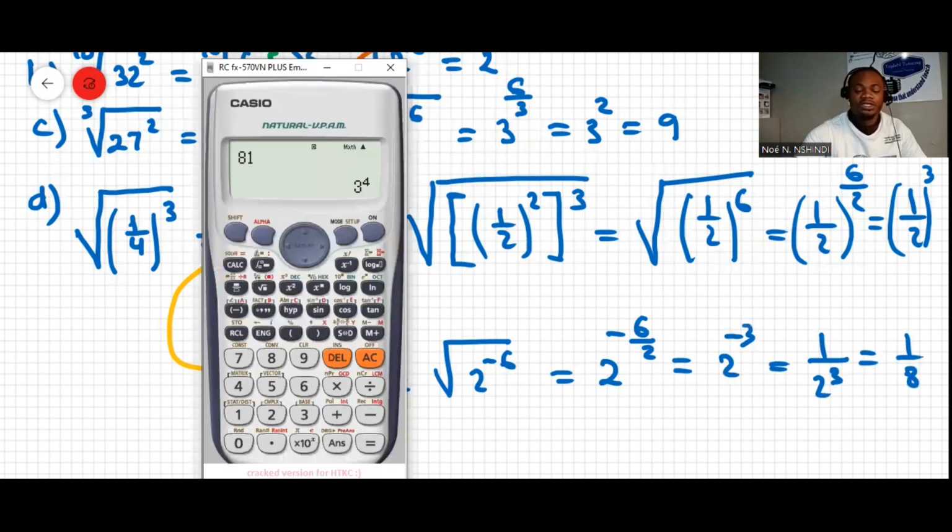If you're unsure, check this in the calculator. Check square root of 2 to the power of negative 6, and then hit the equal button. You got 1 over 8, okay?